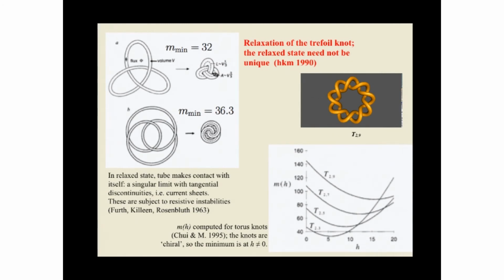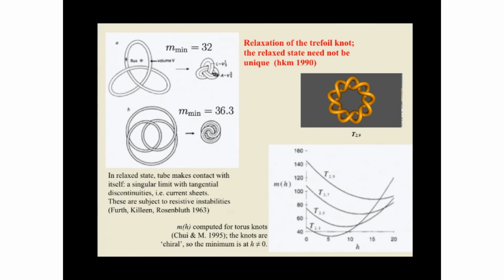And in fact, we were able to compute this function M of H for torus knots. And this is the torus knot. I don't know if it's legible at the back, but this is T23, T25, T27, and T29. And so you see a gradual evolution. And there is an absolute minimum. Now, this is 40 on a scale here, and you can see where these minima are located. And they're not located at H equals 0.